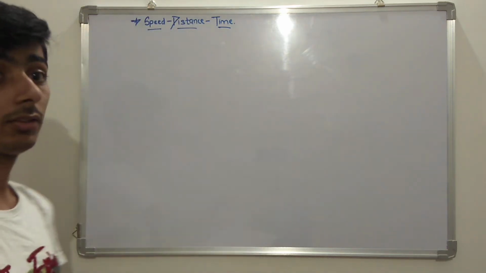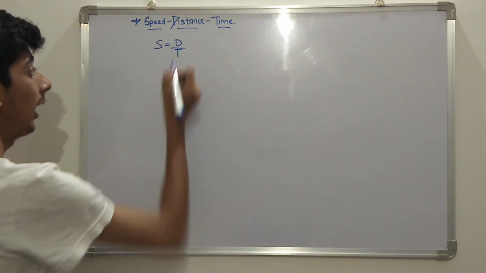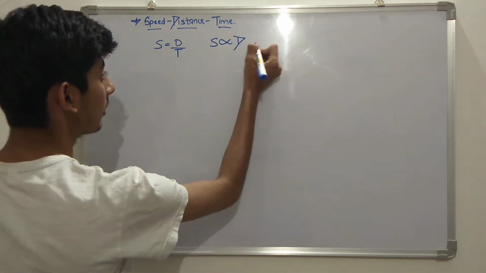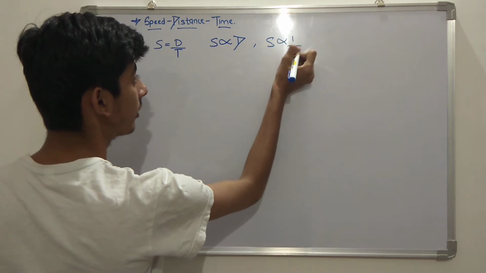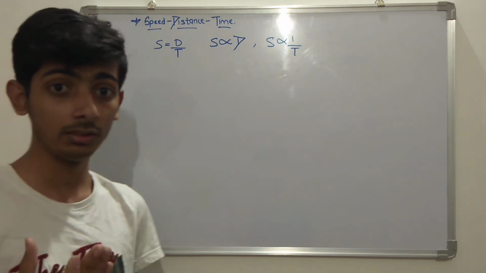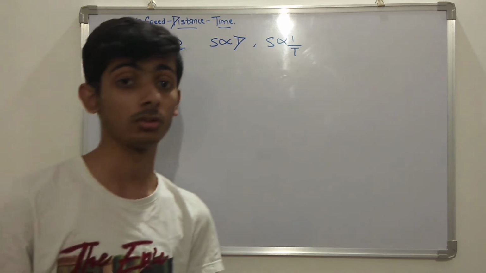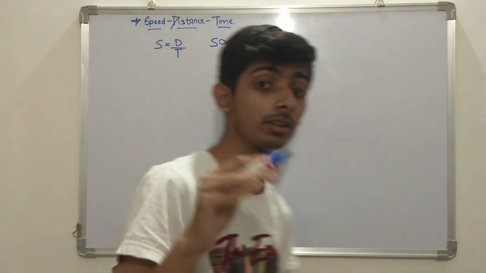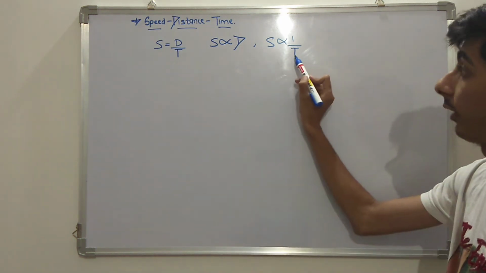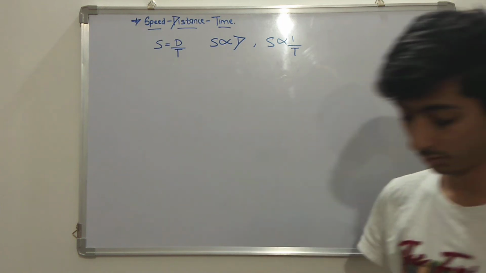So simply, as you know, speed is equal to distance upon time. It's a basic formula that means that speed is proportional to distance and inversely proportional to time. Or we can say, with an increase in the speed, you can cover more distance if the time is constant, and if the distance is constant, then with an increase in the speed, the time decreases, meaning you reach the destination faster.